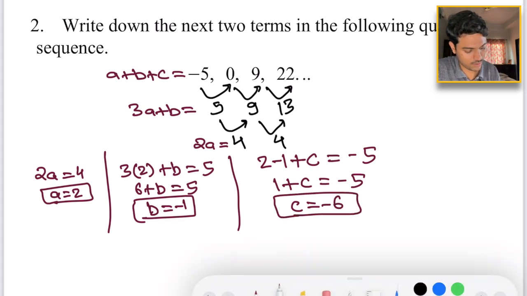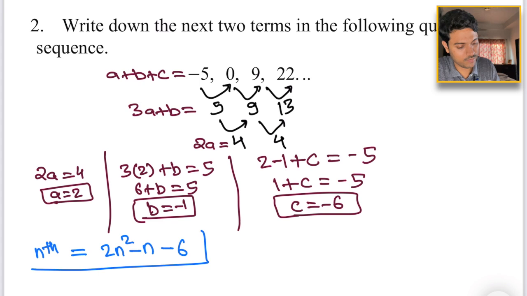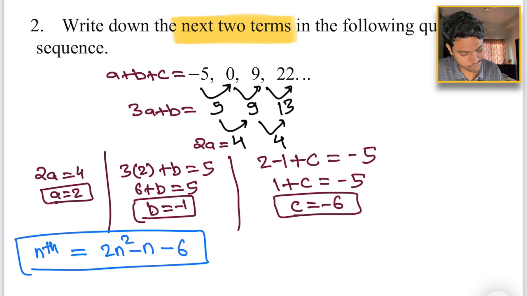So now we can write down the expression. So nth term expression will be 2n square minus n minus 6. So this is the nth term expression, but we have to write the next two terms. So we'll do that. Let's check. Let's substitute. So we have four terms. We have to find the fifth term here and the sixth term.